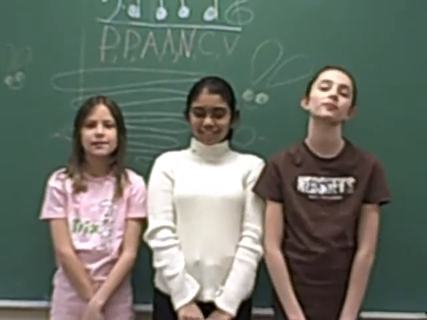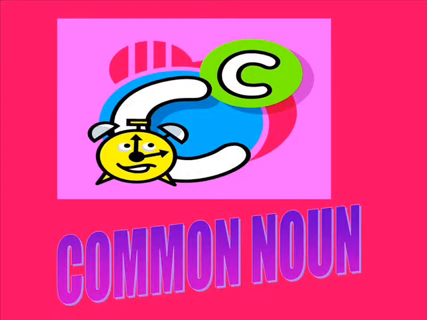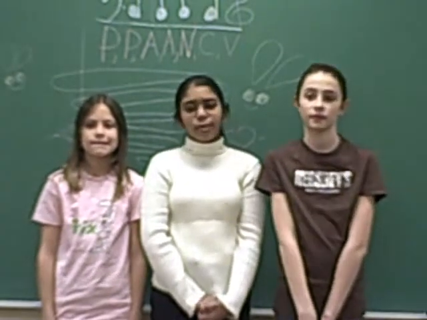N stands for noun. A noun is a person, place, or idea. Dog, country, and girl are examples. C stands for common noun. A common noun is a noun that isn't a proper noun. In other words, it's the same thing as a noun.